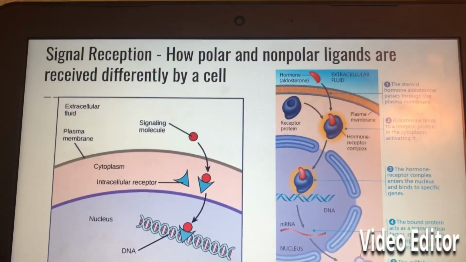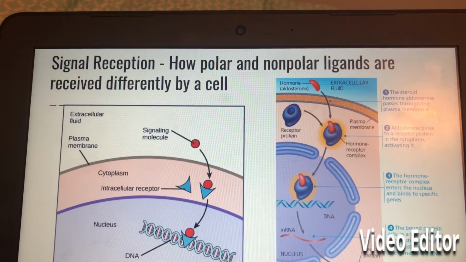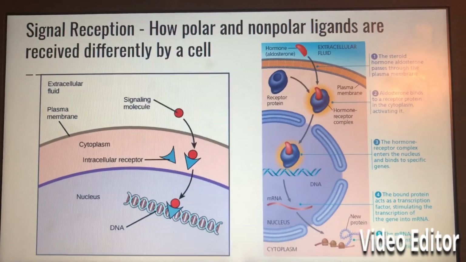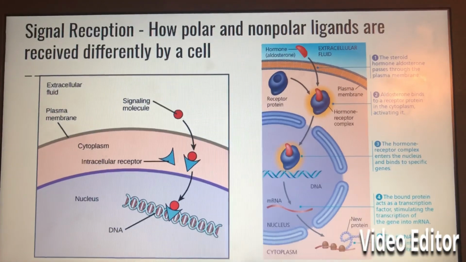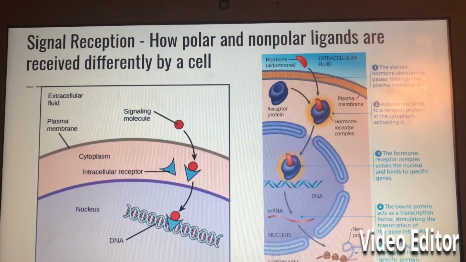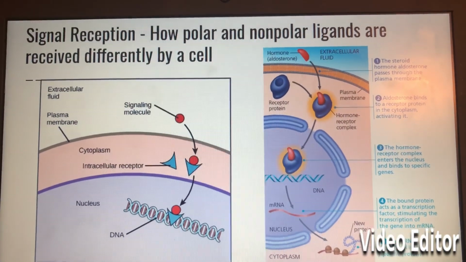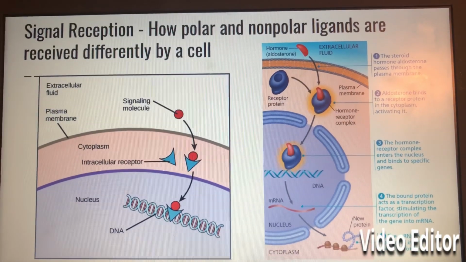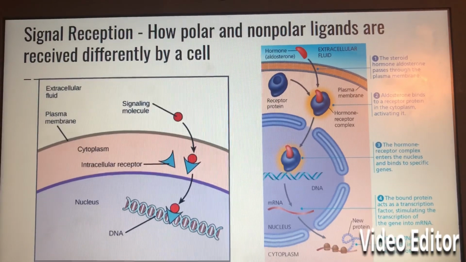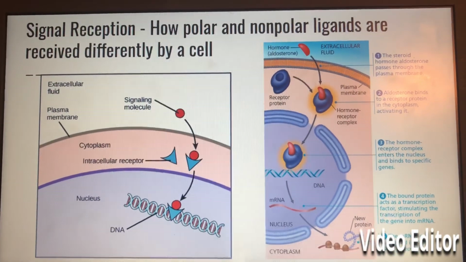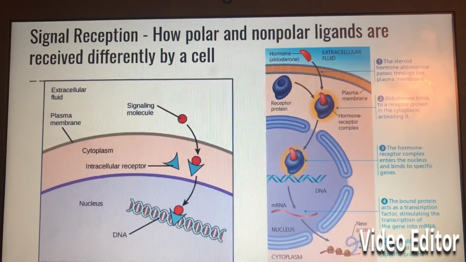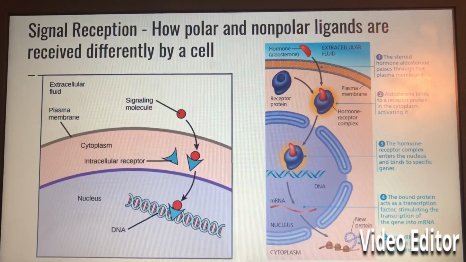Signal reception: how polar and nonpolar ligands are received differently by a cell. So these are pictures of nonpolar ligands. Nonpolar ligands are received by intracellular receptors, and they are found inside of the cell, usually in the cytoplasm or the nucleus. Generally, the ligands of intracellular receptors are small hydrophobic molecules, since they must be able to cross the plasma membrane in order to reach the receptor.